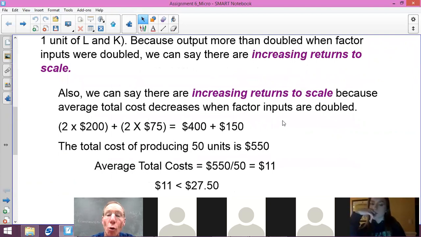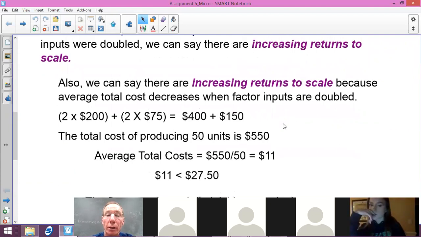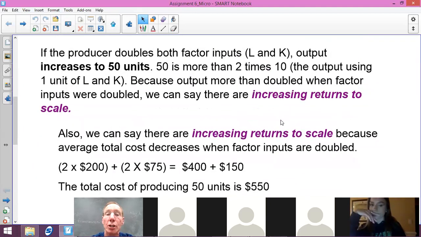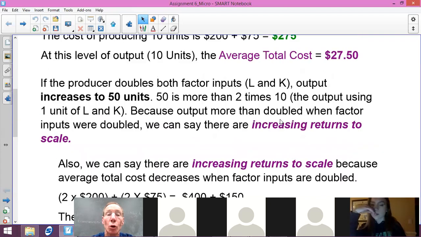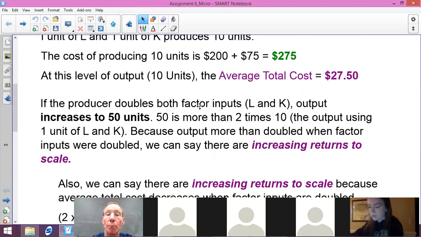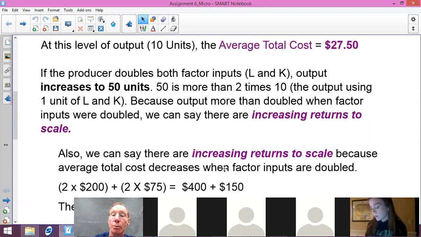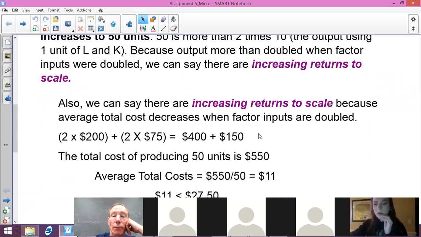So there are 2 ways you can figure out the answer there. One is just by looking at the ratio. When you're going from 1 to 2, you're going from 10 to 50, which is much more. The output is multiplying by 5 when the input is only multiplied by 2, which means your returns are increasing. Okay, all right.